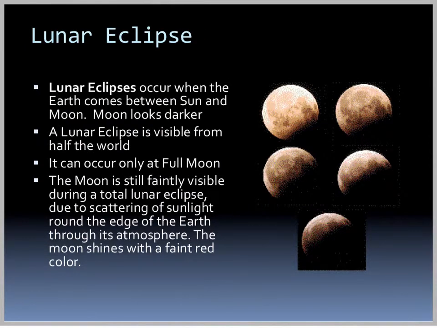A lunar eclipse occurs when the Earth comes between the Sun and the Moon, and so the Moon looks darker, almost a blood red. A lunar eclipse is visible from half the world, and they can only occur at a full moon. The Moon is still faintly visible during the total lunar eclipse because of scattered sunlight from around the edges of the Earth. The Moon shines then with a faint red light because remember the blue light is scattered out of the Earth's atmosphere.